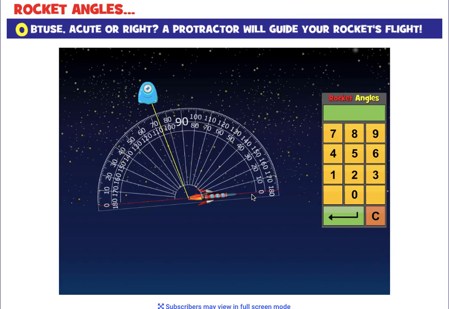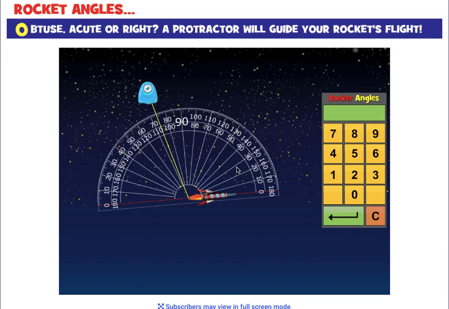Remember, just line up your protractor and then measure where your alien sits in relation to your protractor. So I can tell here my alien sits between 100 and 110 degrees. That would be 105 degrees. So I'm going to say that my alien sits at 106 degrees.